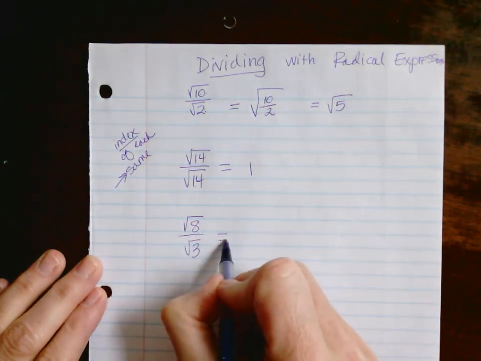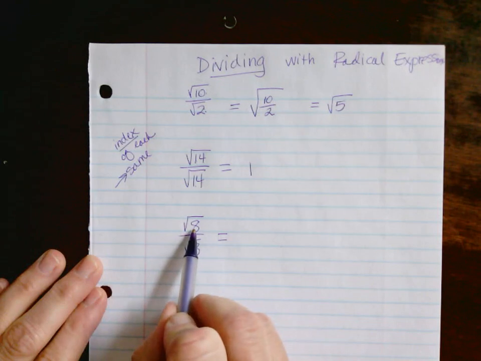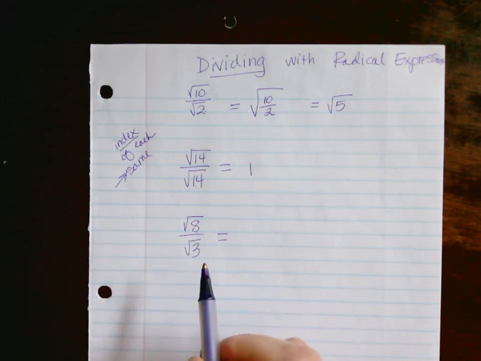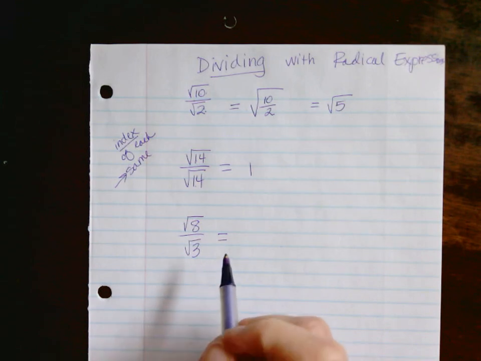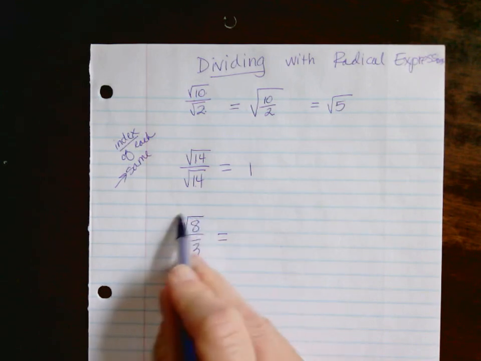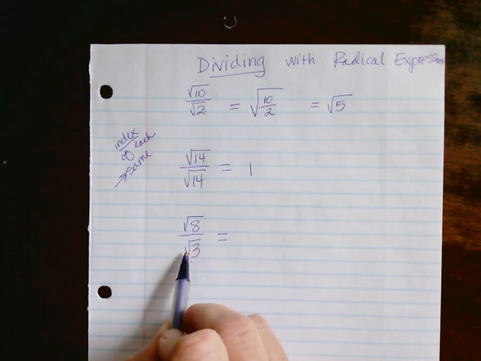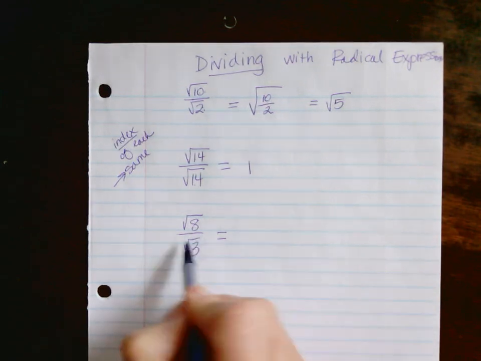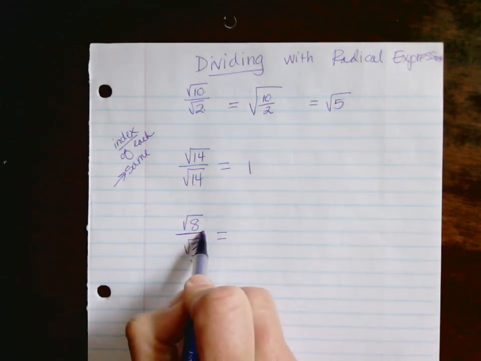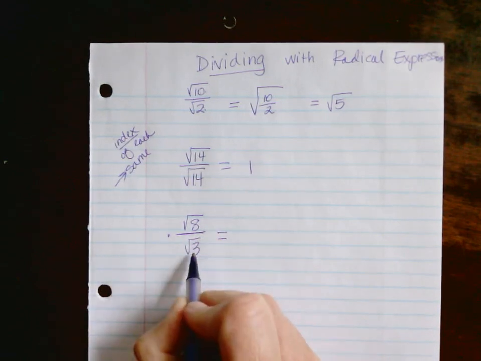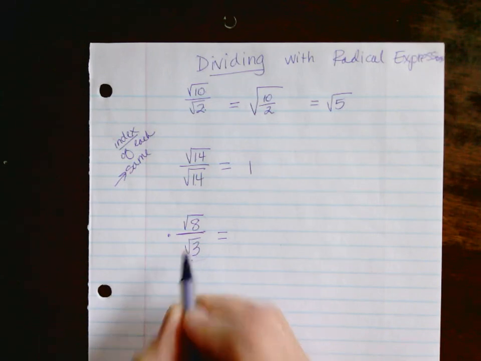If you have a situation where you have radicands that don't have any factors in common, we need to simplify this entire fraction because we are not allowed to have radicals in the denominator. So it's a division problem technically. So we have to make sure that denominator does not have any radical sign in it at all.